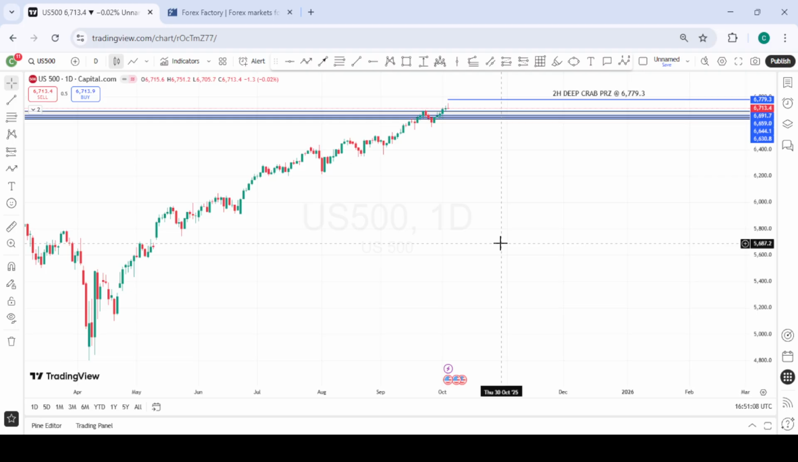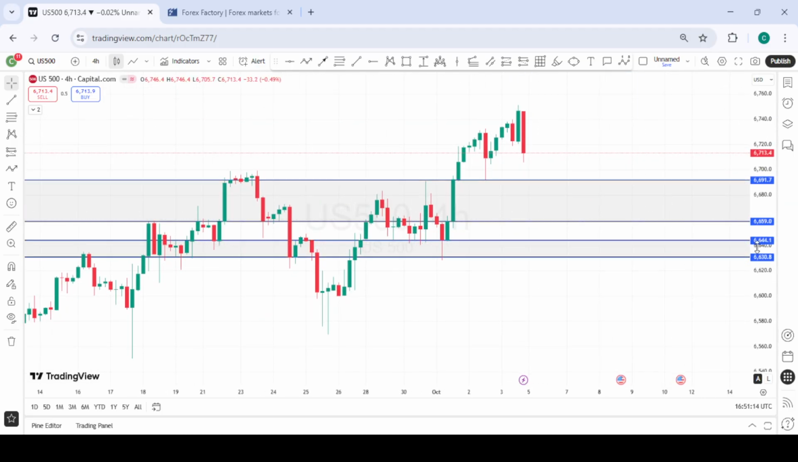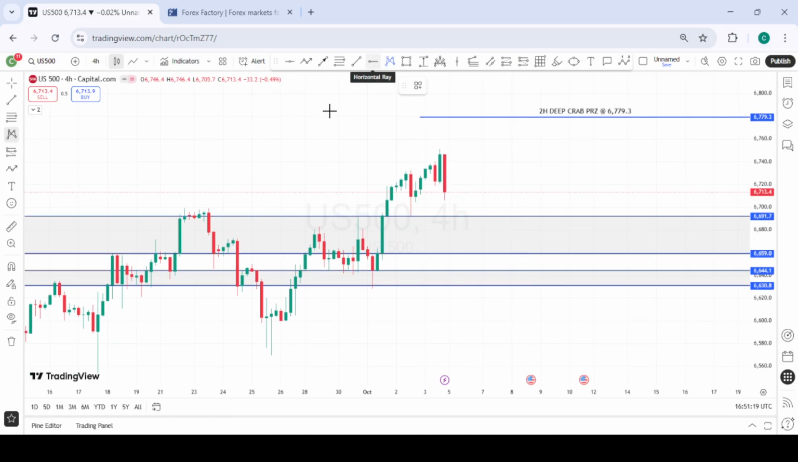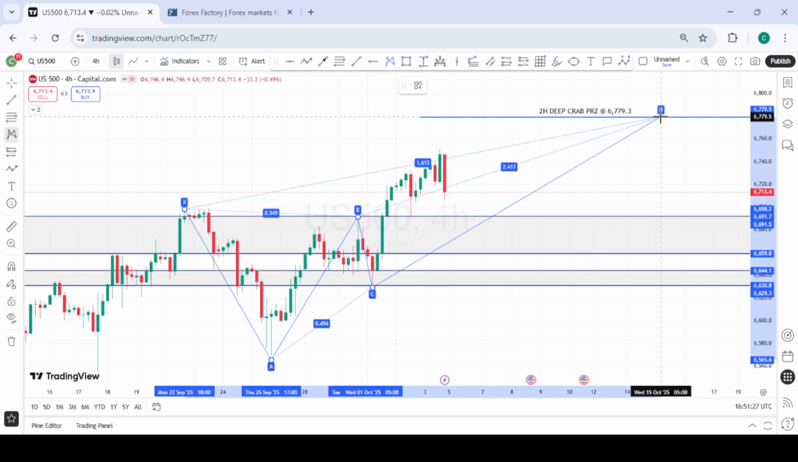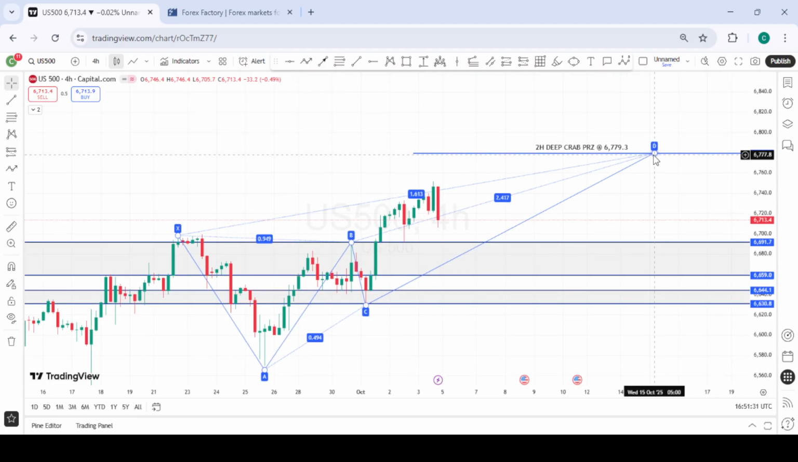We have here the S&P 500. S&P 500 is giving us a very nice formation, possible deep crab pattern formation, and this is the pattern that was identified. This is our X, this is our A, this is our B, our C, and our possible D.